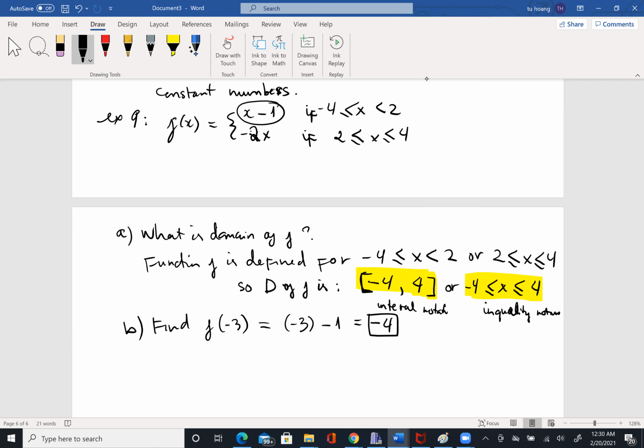What else? If I have f of 4, what happens? You know that it should be in the second interval now, and you have to substitute in this form. So negative 2 times 4 is going to be what? Negative 8.